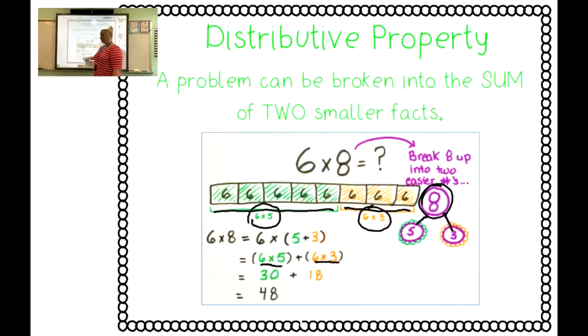Well, 6 times 5 is 30, and 6 times 3 is 18. So I'm going to put those two numbers together, and I'm going to get 48. I add up 30 and 18, and I get 48. The tricky part about this is to remember which numbers you need to multiply and which numbers you need to add.